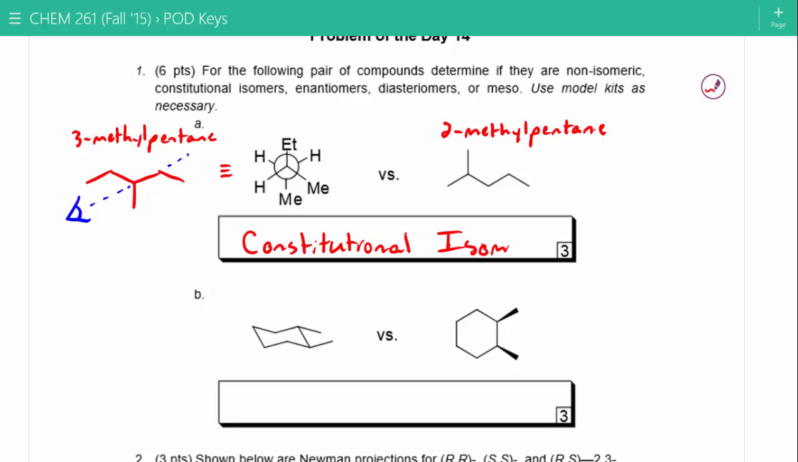What does it mean if it's non-isomeric? A lot of people were asking me about non-isomeric. Yeah, absolutely different molecular formulas. So we're comparing completely different things. So these are definitely isomeric. They have the same molecular formula. They're just connected in a different way.